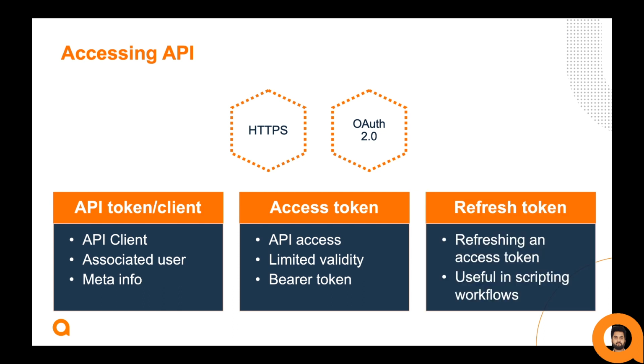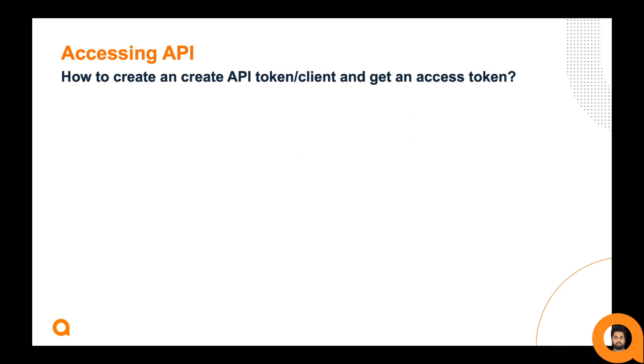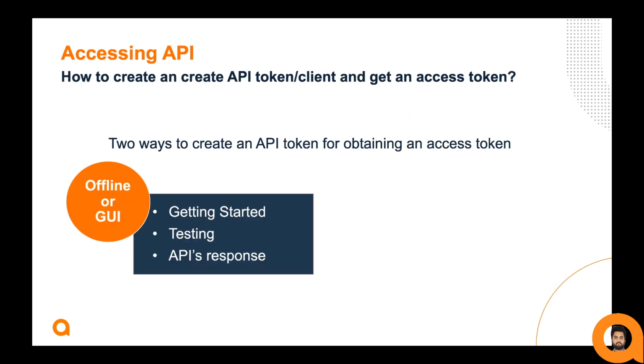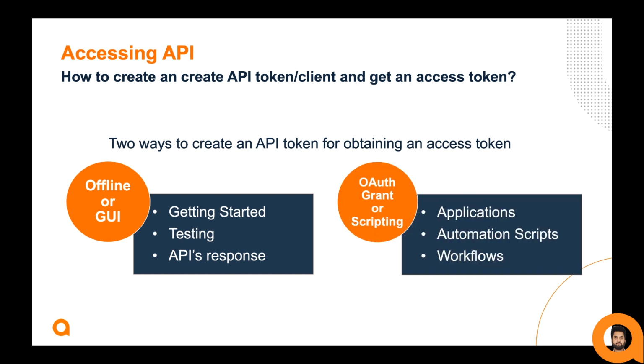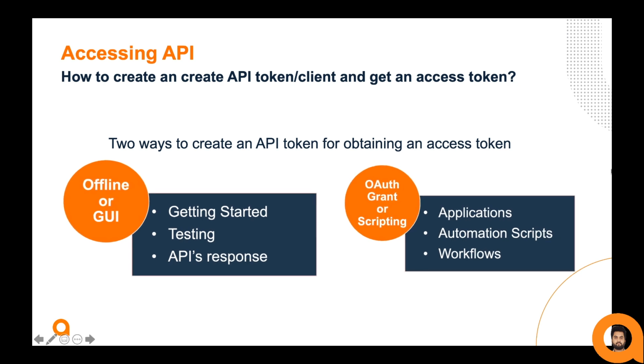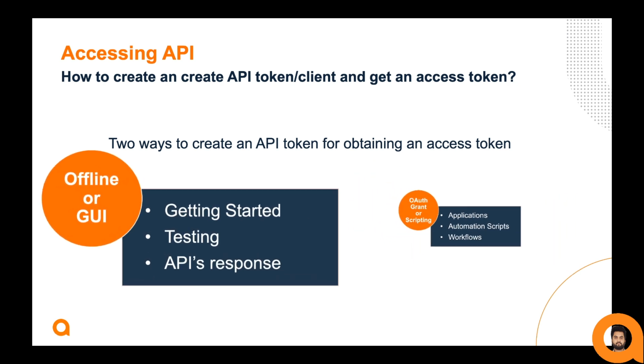Number 3. Refresh token. Since the access token has a limited validity, once it expires, the refresh token is used to refresh the token and create a new access token. There are two ways to create this API token/client. Using the offline method that is done through the GUI, it is best used for getting started, initial testing, or quickly checking for an API response. Or using the OAuth grant method. It is used by developers who develop automated scripts and workflows. Let us see how to utilize the offline method through the web UI.